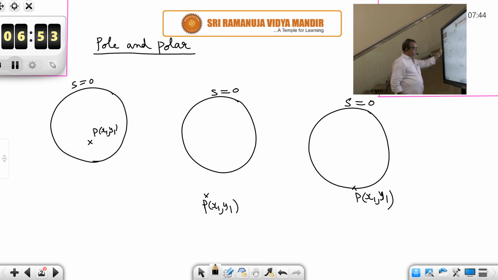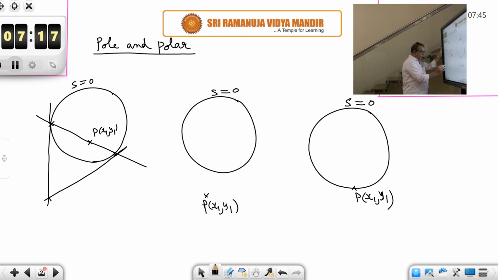Let us take the first case. P is inside the circle. Whether inside or outside, to find the polar, what you have to do is draw a line through P intersecting the circle at 2 points. At the 2 points of intersection, draw 2 tangents to the circle.